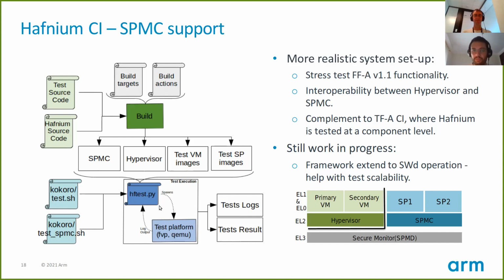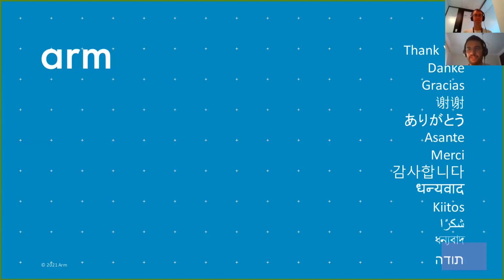The intent in doing this update is to stress test FFA v1.1 functionality, validate interoperability between the hypervisor and the SPMC, and complement any other tests that we've been doing to Hafnium with the TFA CI. The Hafnium CI is still a work in progress. We intend to keep improving it and make some changes to help with test scalability for the SPMC. That's all from my end. Thank you very much for listening, and we're open to questions now.